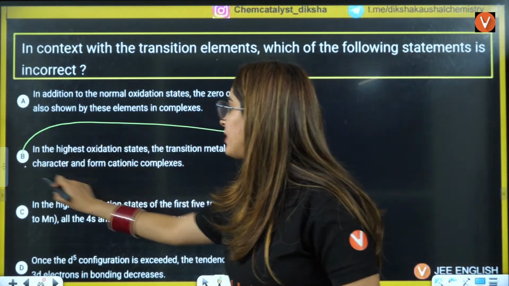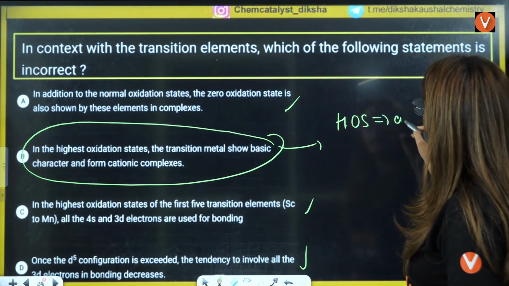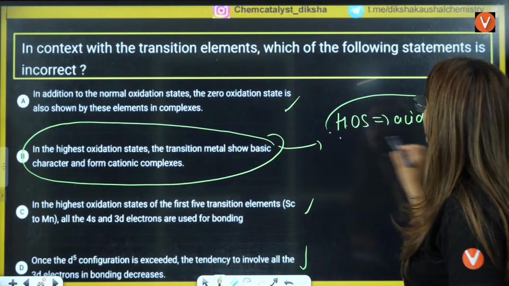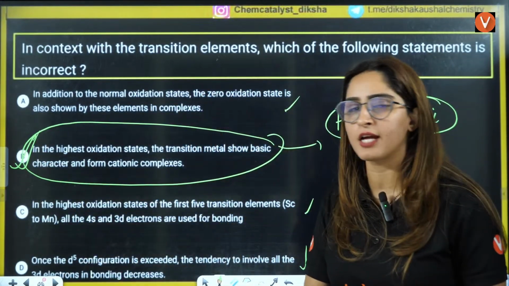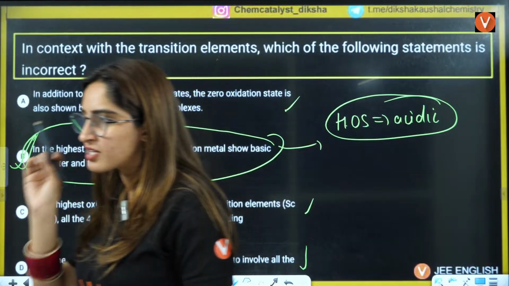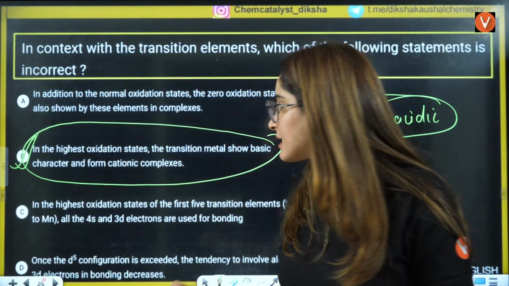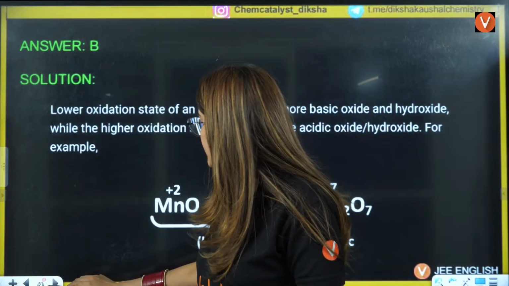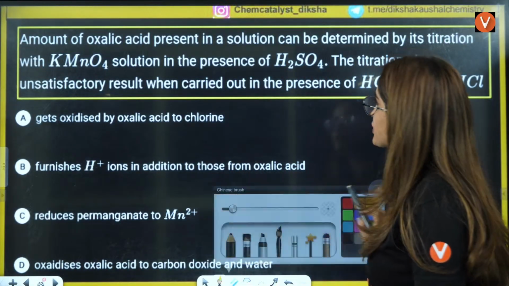See, this statement is incorrect. In a higher oxidation state it will be acidic. The more the oxidation state, the more the acidity. So this is the incorrect statement. We have seen this so many times. Oxidation state is directly proportional to the acidity here. So B is the incorrect statement here. Okay. Next, let us see the next one.